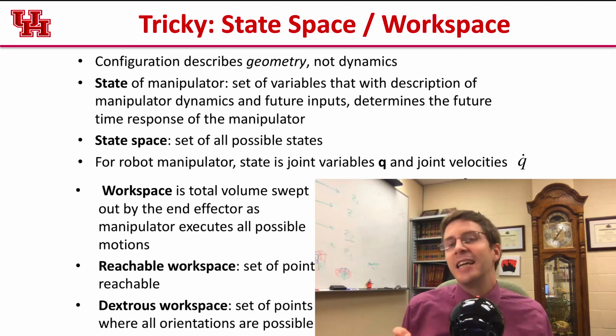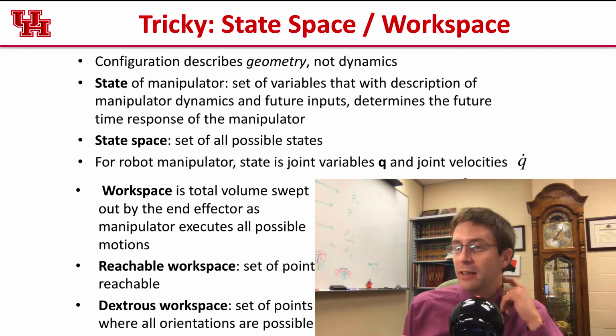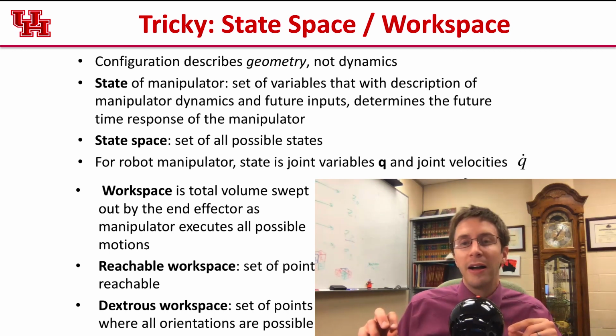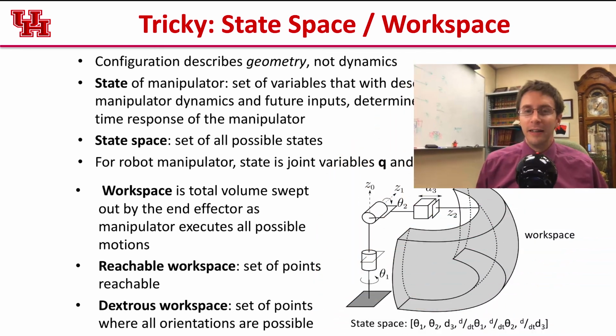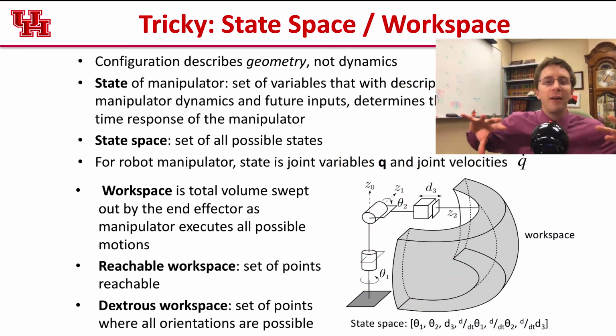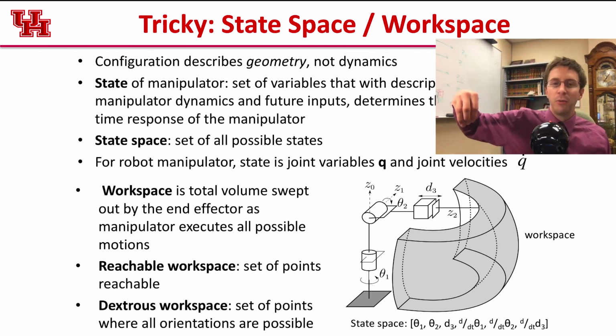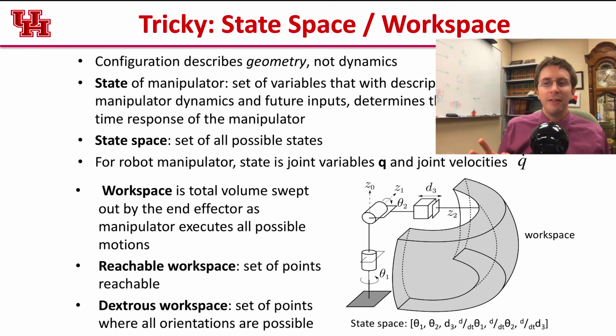So that's the state space. And so if you have a 6-joint robot, its state space is going to be 1 by 12. Now the workspace is the total volume that can be swept out by the end effector of the robot as it moves everywhere for all possible configurations of the robot. Where can that end effector be? And every robot has a different workspace, and we'll talk about that.